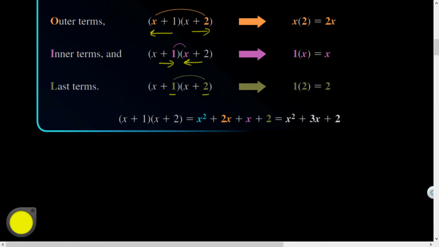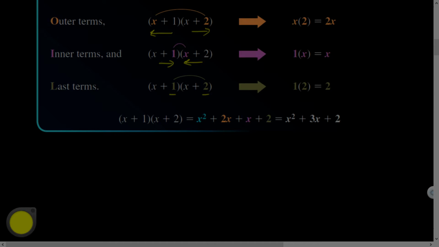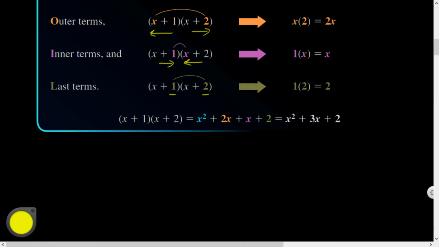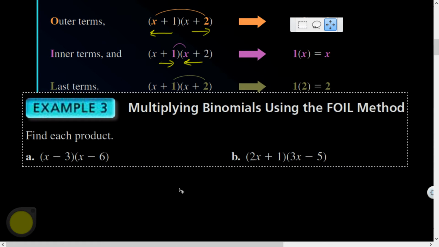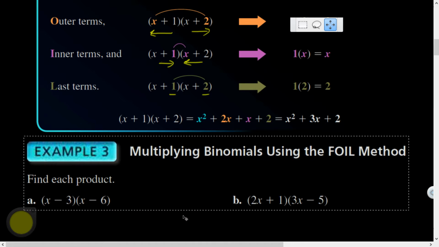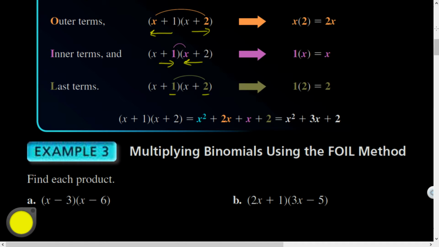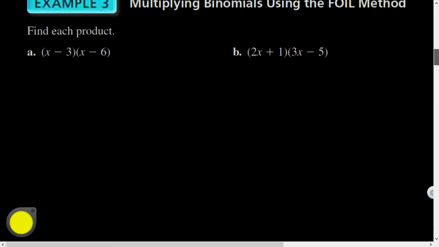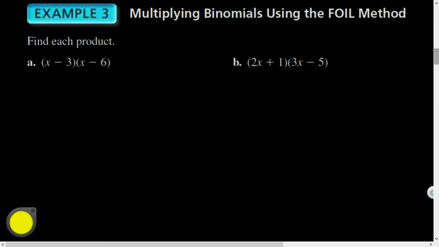Okay, so let's do some examples with FOIL. Foiled again. Here we go. First, outer, inner, and last. FOIL. So, let's FOIL this. So, take the firsts.